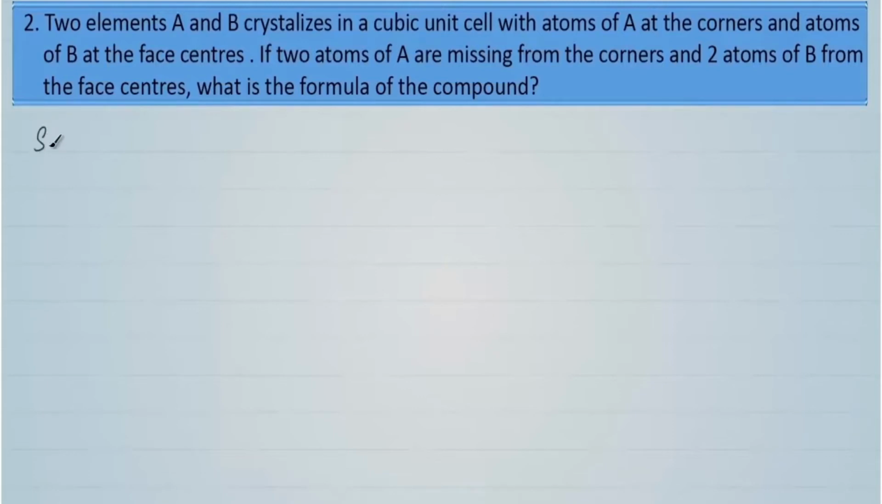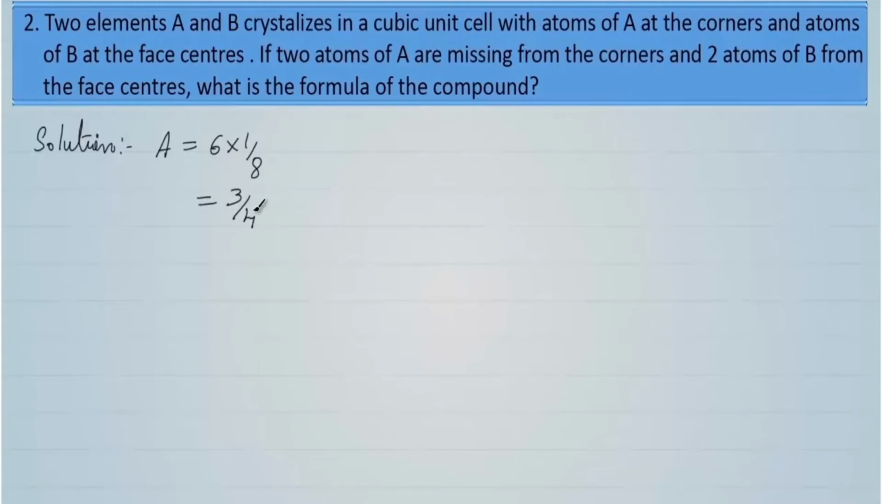Now, in solution, there are 8 corners in a unit cell. Each corner consists of an atom of A, and two atoms are missing. Hence, only 6 corners are filled. Therefore, the contribution of A in the unit cell is 6 into 1 by 8, which is equal to 3 by 4.